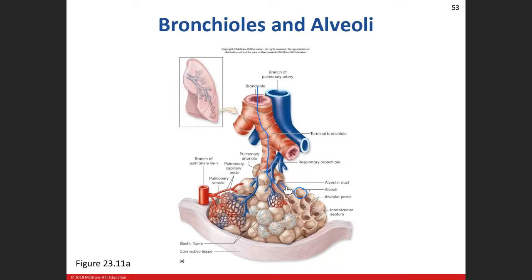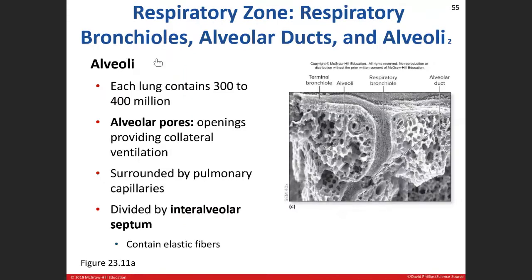Remember with glands, we had the secretory portion, and then we had the ducts, which were the conducting portion. Well, that's kind of what we have here. The alveoli are like the acini portion of the gland, and then you have the duct, which conducts the secretions to the gland. But in this case, we're conducting the respiratory gases. So at the end of the alveolar duct is where our alveoli are located.